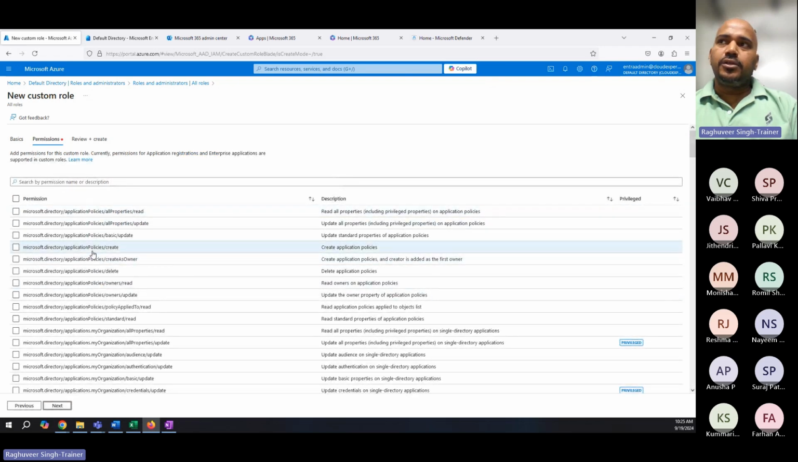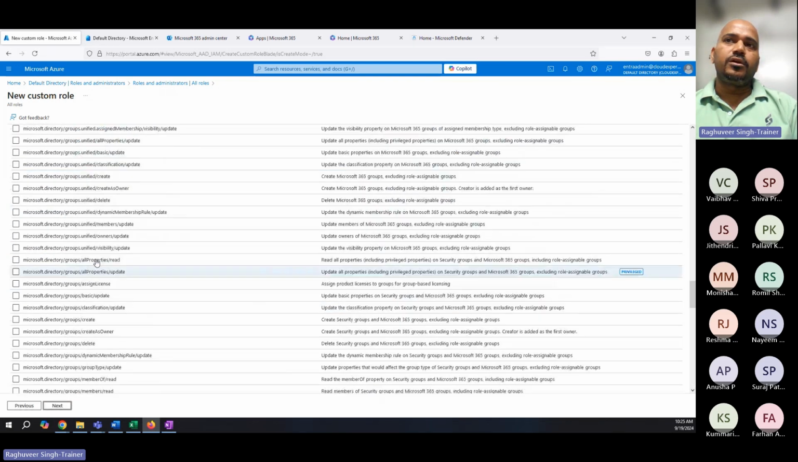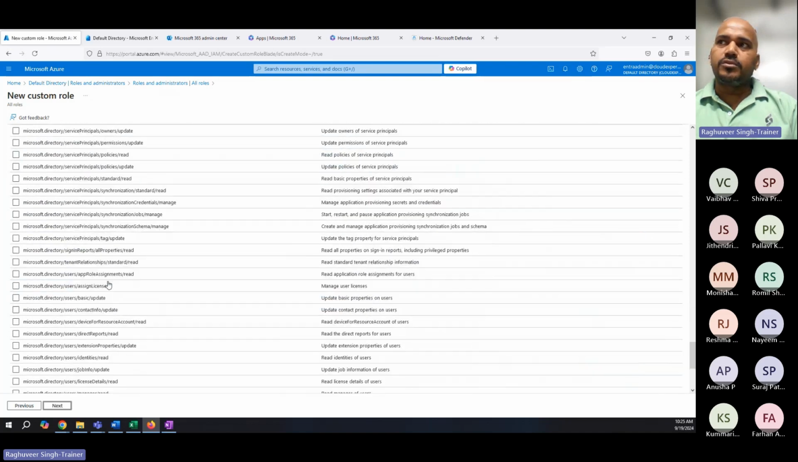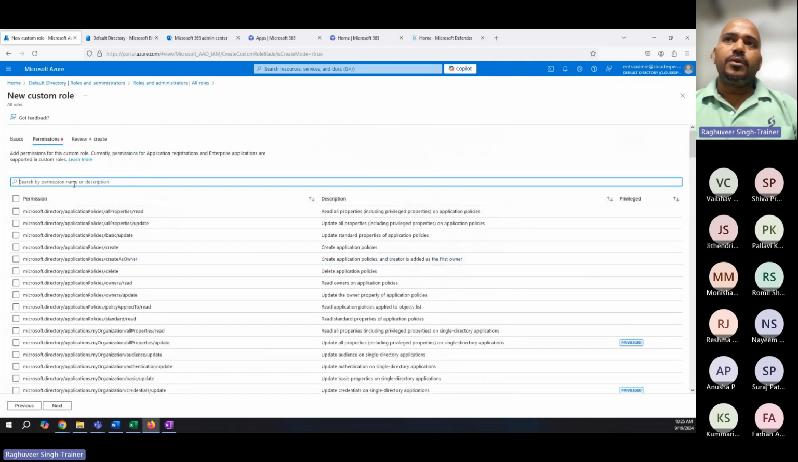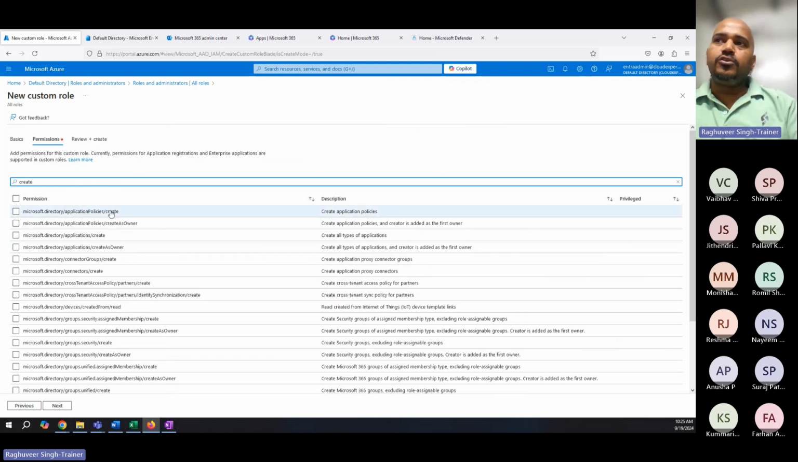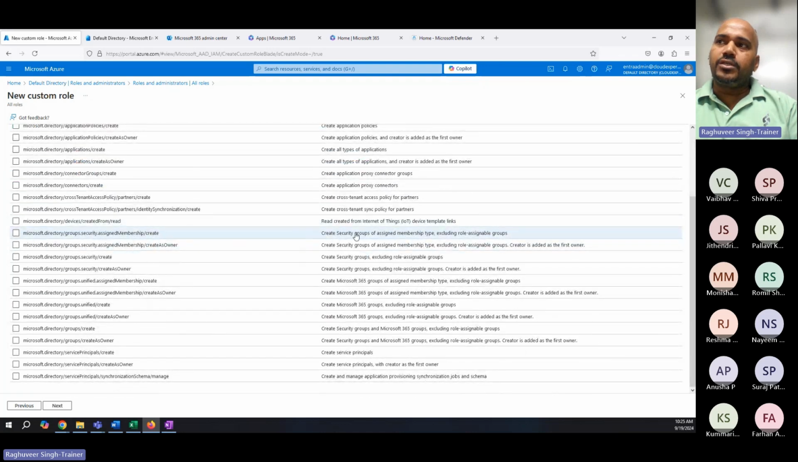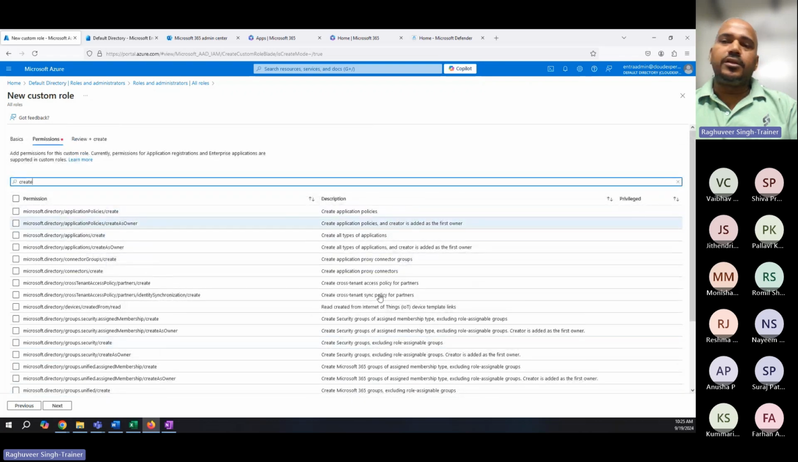When I click on next, it shows me all the permissions which are there in Entra. All the permissions which are there for a specific role. Now let's say I want somebody to be able to perform create operations. I will search for create and it will show me all create capabilities related to other roles also. For example, create application policies, create all types of applications. Then you have create security groups, create Microsoft 365 app, create service principals, create and manage application provisioning. So this is all create related capabilities.